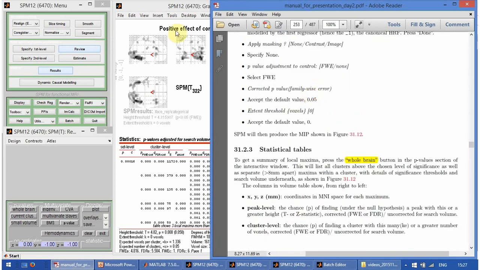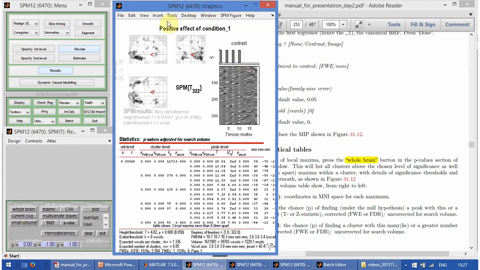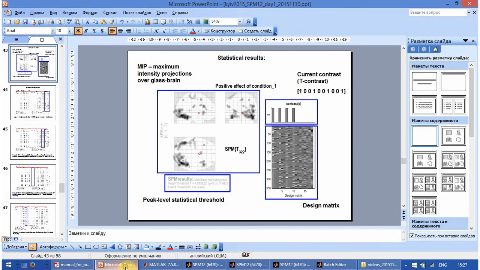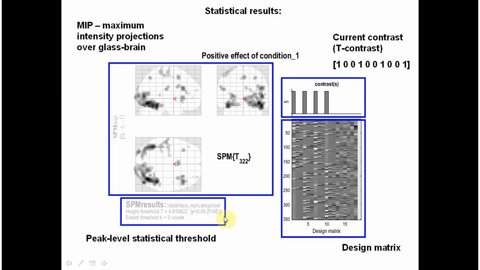This figure has a lot of very interesting elements, and we will examine them carefully, starting from top to the bottom. First, let's consider what is at the top side of the figure. Obviously, you know very well that there is a design matrix shown here. This is the graphical representation of the T contrast. This is the name of the contrast. And this is the MIP, maximum intensity projections over the glass brain, where you can clearly see that most of the activation by the presentation of the faces is located at the ventral occipital cortex, probably around fusiform gyrus.